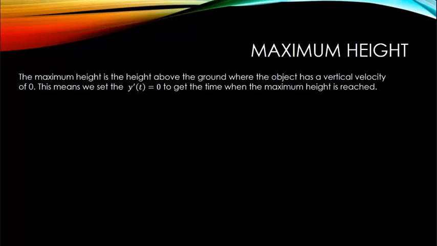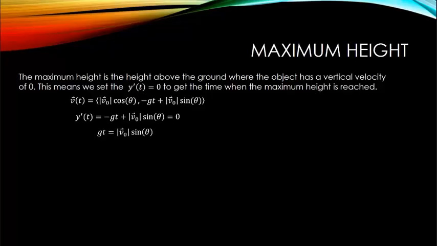The maximum height is the height above the ground where the object has a vertical velocity of 0. This means that we set y prime of t equal to 0 to get the time when the maximum height is reached. v of t is equal to the components given by the magnitude of v naught times cosine theta and minus gt plus the magnitude of v naught times sine of theta. If I set the y prime of t component equal to 0 and solve for little t, I'm able to find that little t is given by the magnitude of v naught times sine of theta over g, which is the time of flight capital T divided by 2.